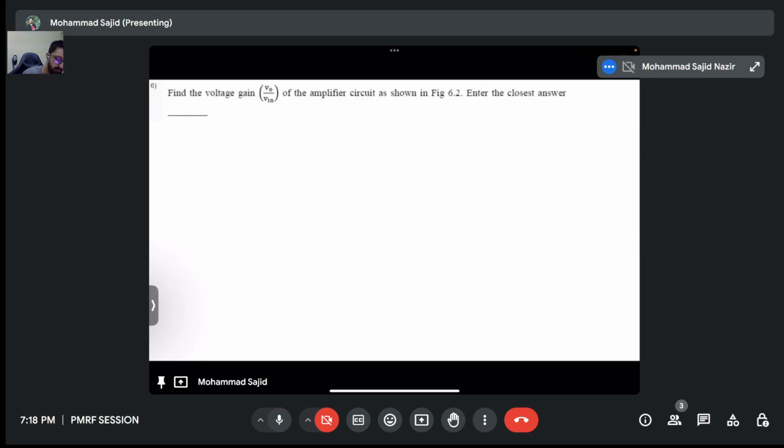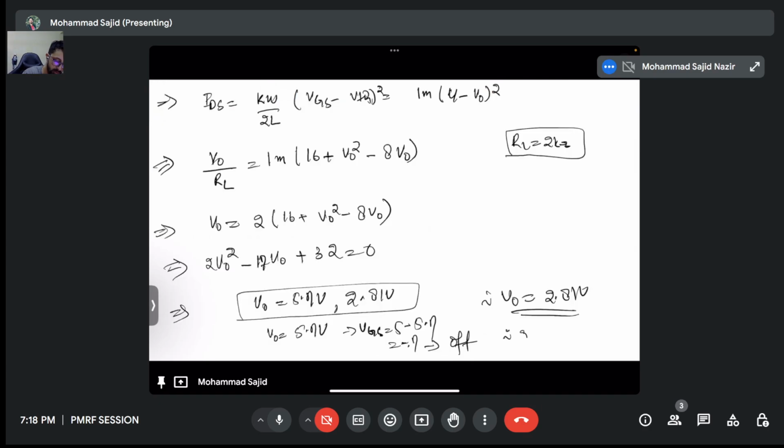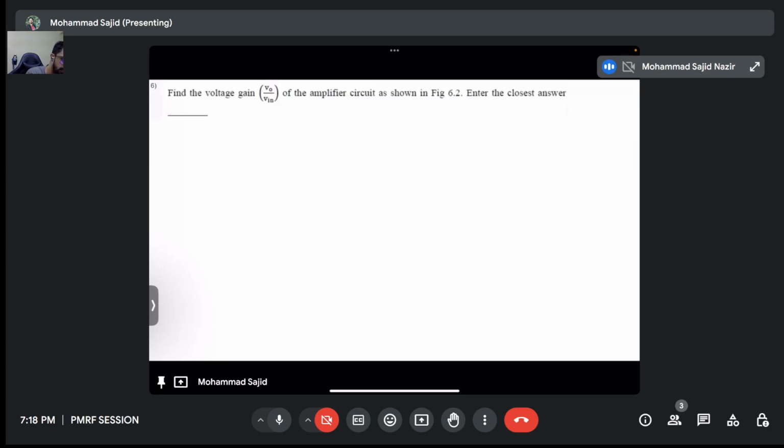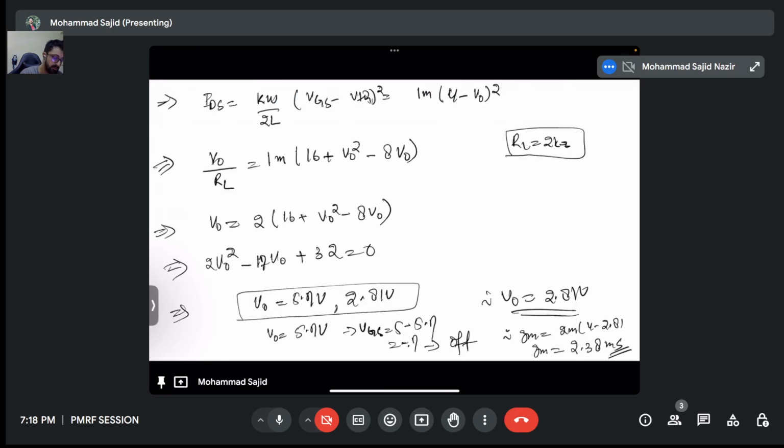So when V naught is 2.81 volt, GM will be 2 milli times 4 minus 2.81, which comes out to be 2.38 millisiemens. So now you have calculated the GM which was required. And now the last part is voltage gain, which will be simple.